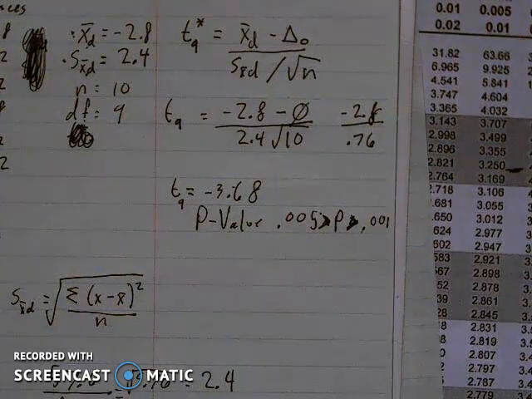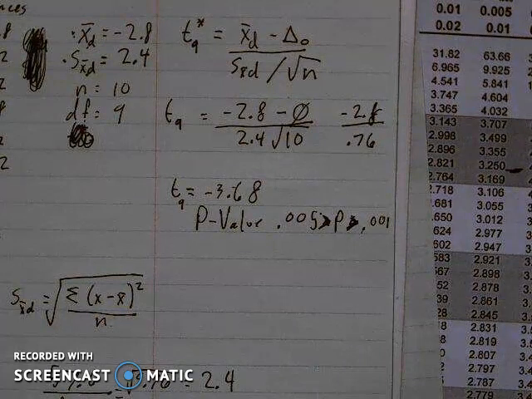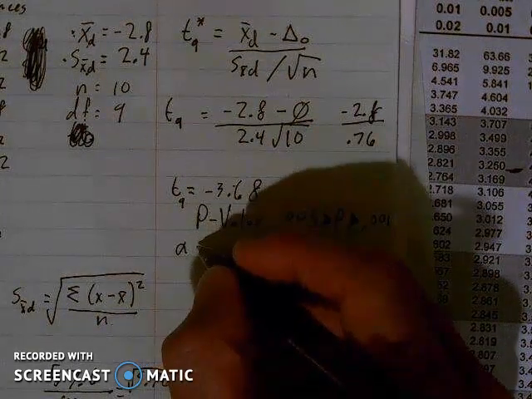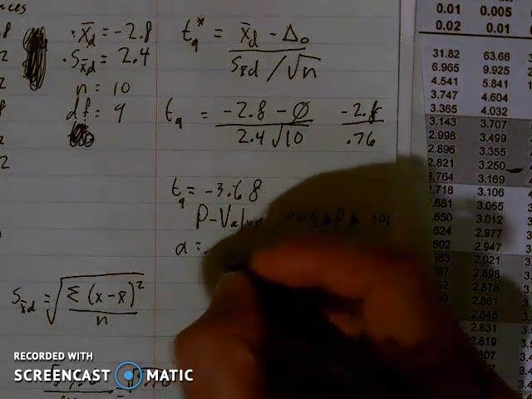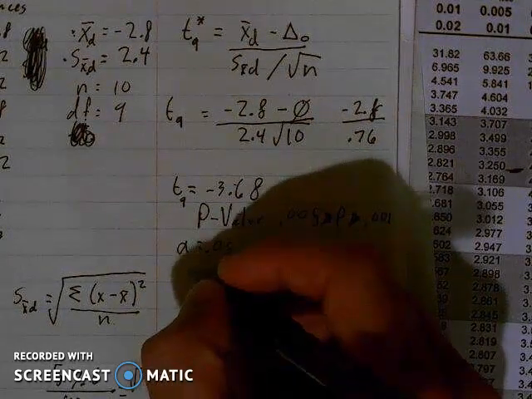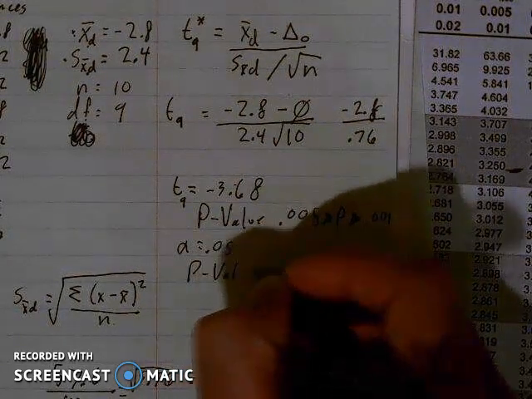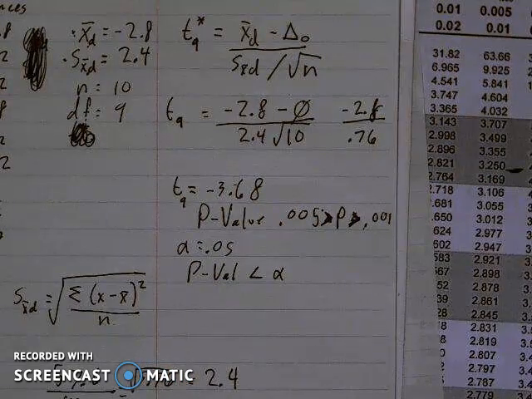Either way, the p-value is less than 0.05. Remember, our alpha that we said in the plan part was 0.05. So we can say that the p-value is less than alpha, which is what we're really interested in. So we would go and reject the null hypothesis.